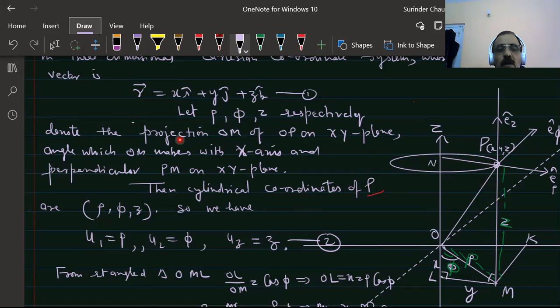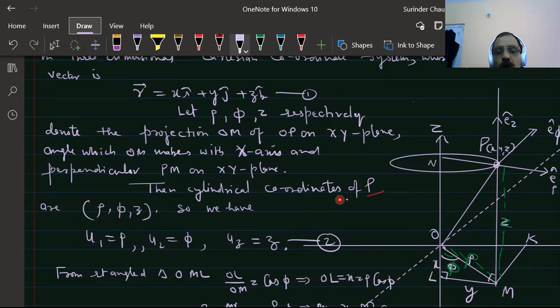Now let rho, phi, and z respectively denote the projection OM of OP on the x-y plane, the angle which OM makes with the x-axis, and the perpendicular MP on the x-y plane. So this angle is the phi angle, which OM makes with the x-axis.